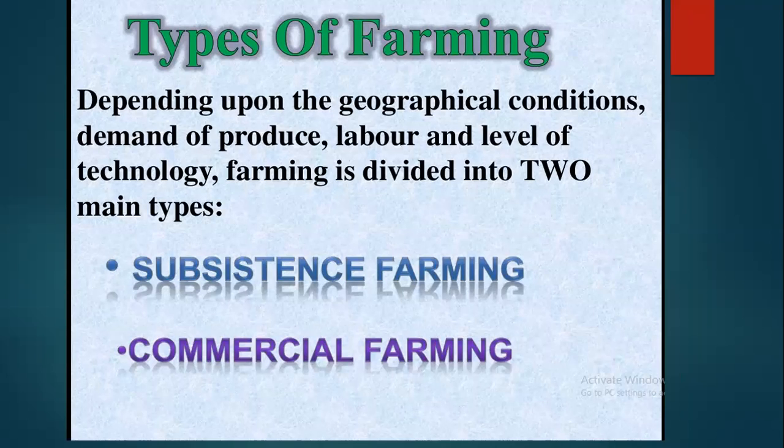Now here, as I told you earlier, types of farming. Depending upon our geographical conditions, our demand of produce, our labor and level of technology, our farming is divided into two main types: one is subsistence farming and the other one is commercial farming.